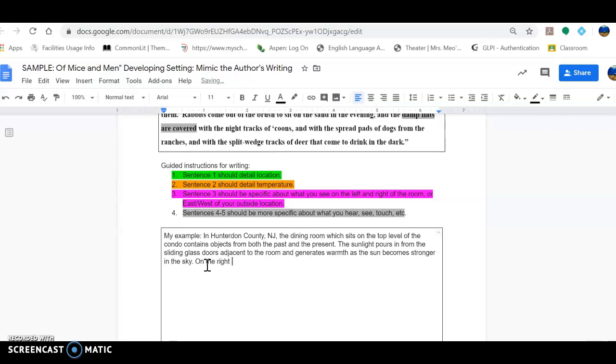On the right of the room are black and white family photos. And the kitchen is to the left.